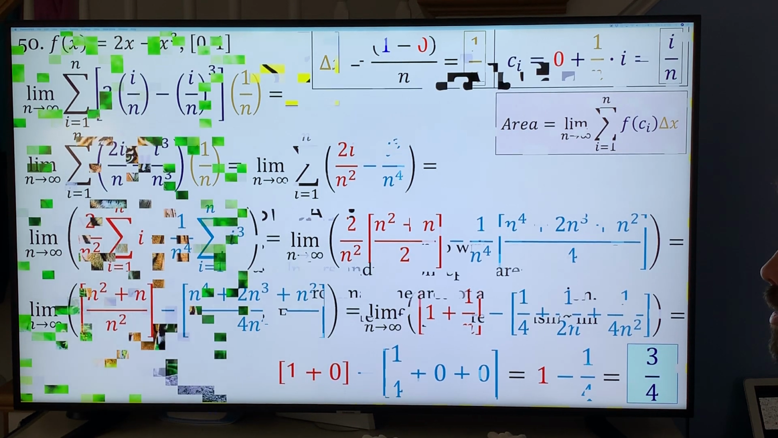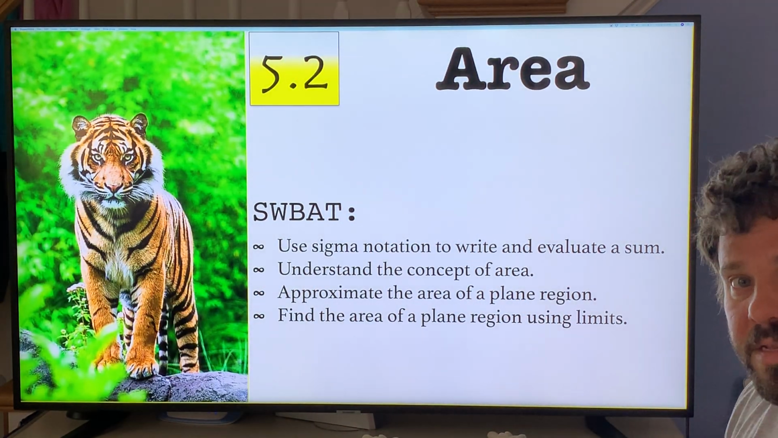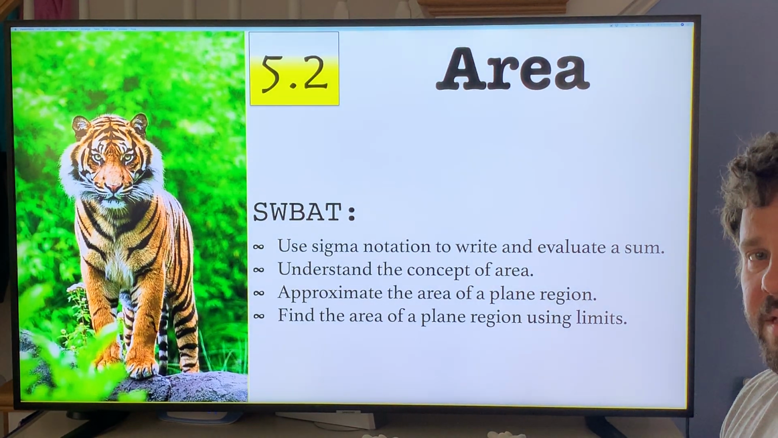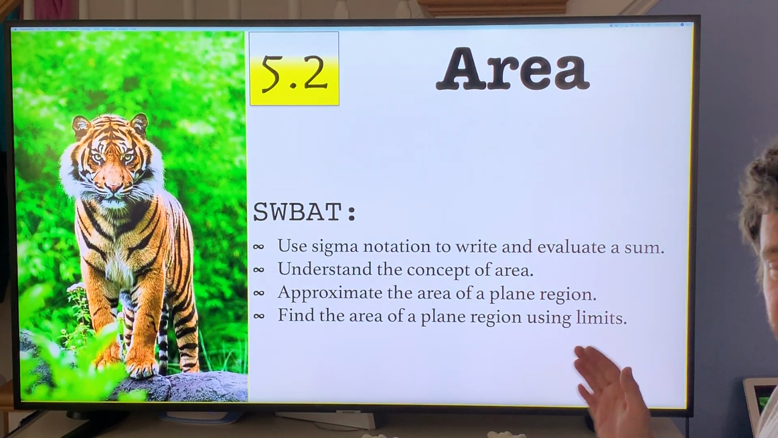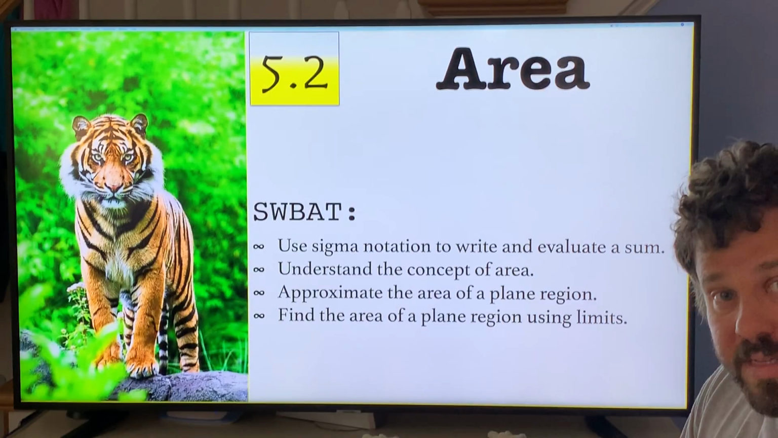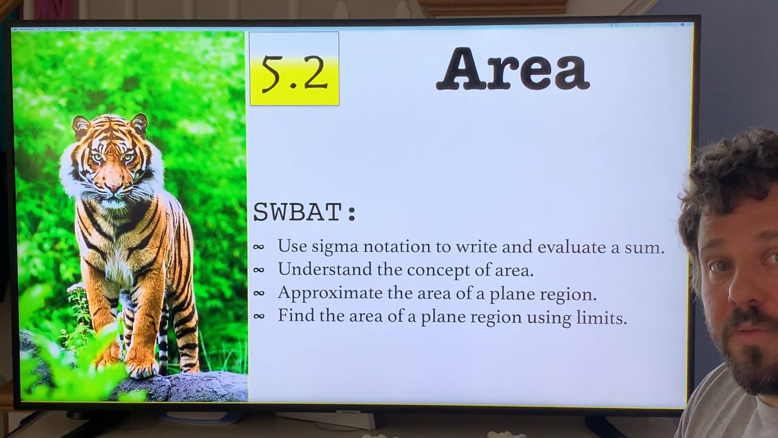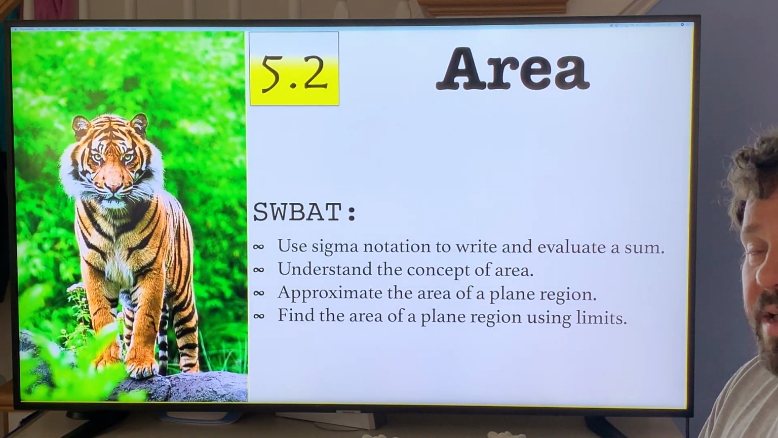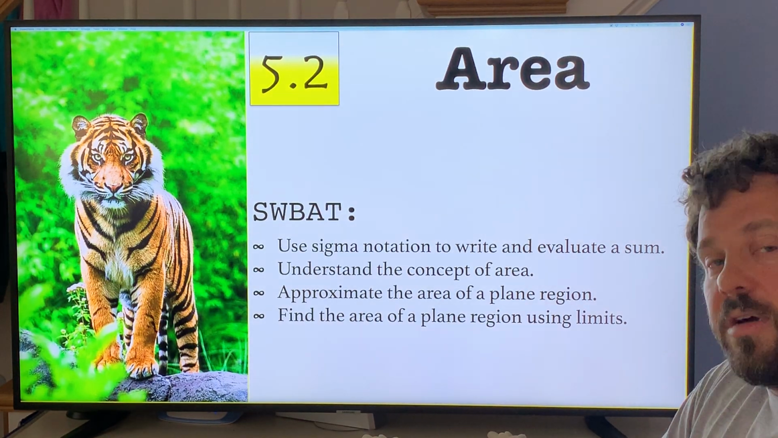So right there is the entire lesson. All right, it went a little quick at the end, but you guys should have been pausing and playing. And by now you guys should be great at this stuff, and hopefully you do well on the next test. And that concludes our area portion of integration.